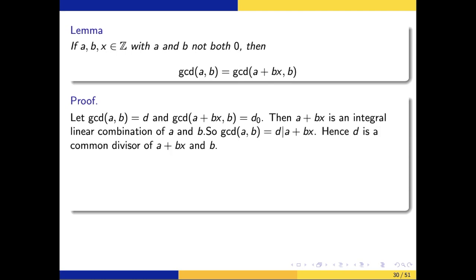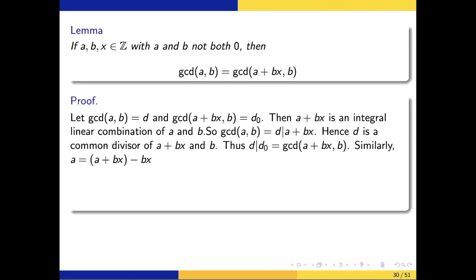Hence D is a common divisor of A plus BX and B, because we knew from earlier that D divides B. And so by the definition of D naught, which is the GCD of A plus BX comma B, D must divide D naught.